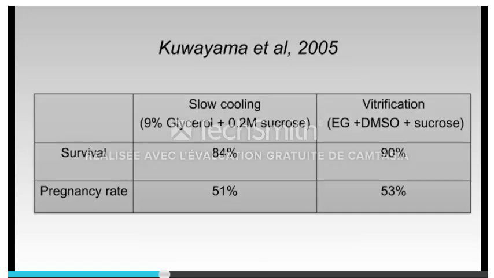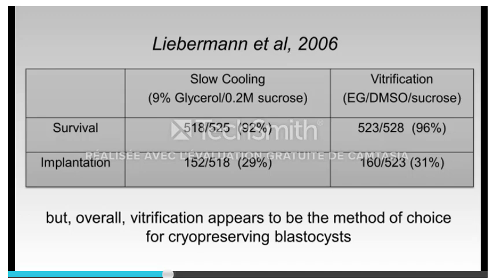Interestingly, if we go back really not much more than a decade and we look at some of the publications from the Japanese group in 2005 and a comparison of slow cooling and vitrification, while the vitrification was giving slightly higher survival, really not huge differences in terms of the effectiveness of the two technologies in that published study. Similar results were reported by Liebermann and Tucker in 2006, again showing really marginal improvements with vitrification over what could be achieved by really very successful application of slow freezing to blastocysts.